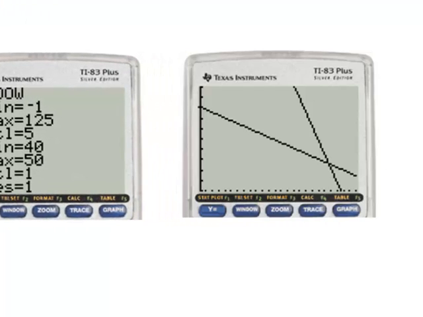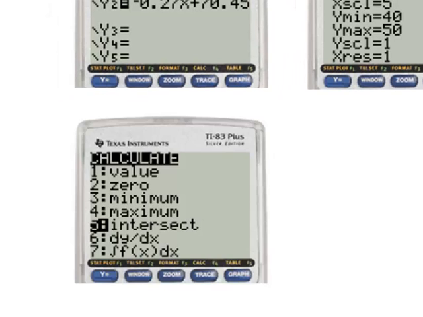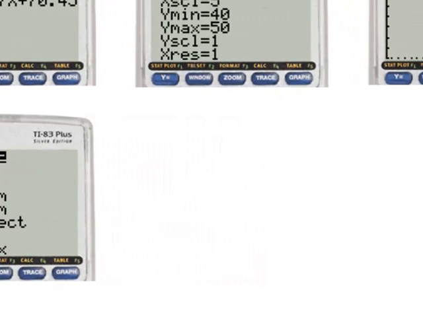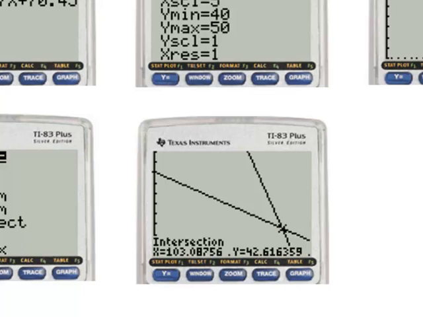This is my graph. To use the intersect feature, I hit second and trace, number 5, and we see that the calculator tells me the intersection point is approximately 103.09, comma, 42.62.